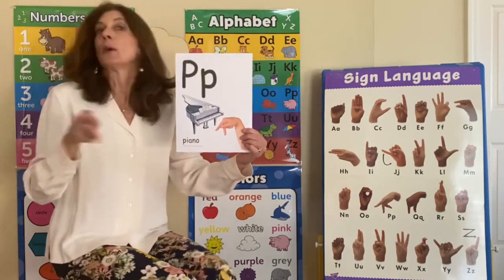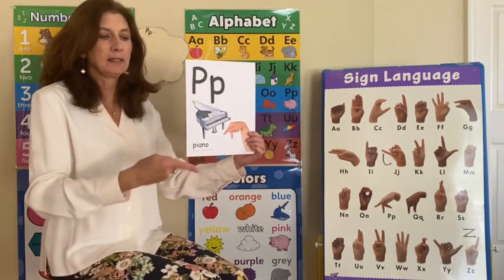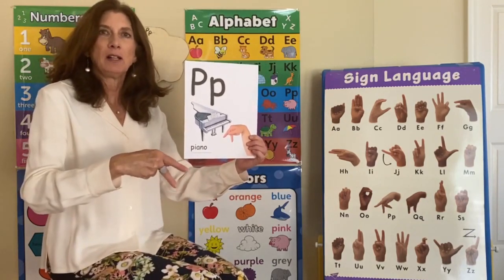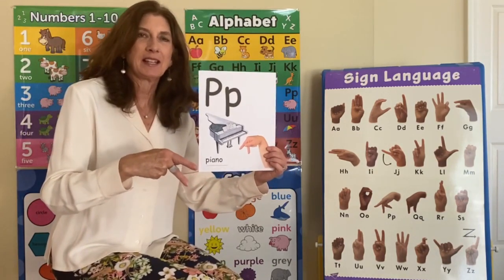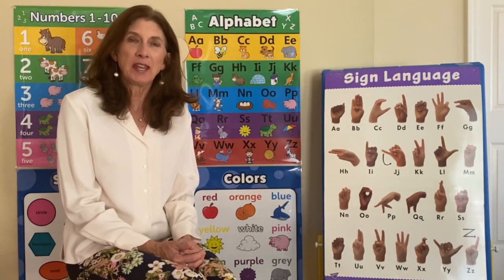I'm going to do it this way. I did it the other way because that's the way they show you in the picture, but I'm going to do it this way. You can't see my finger as well, but I can see you better. That's the letter P.